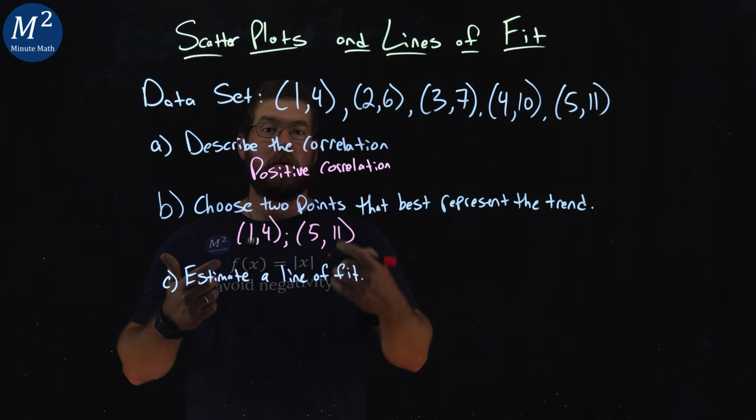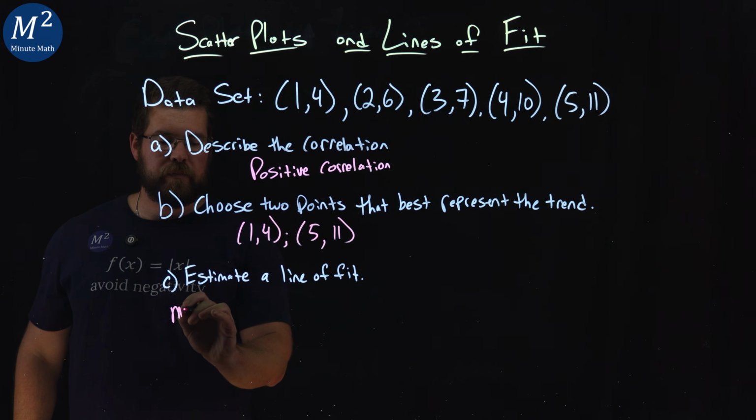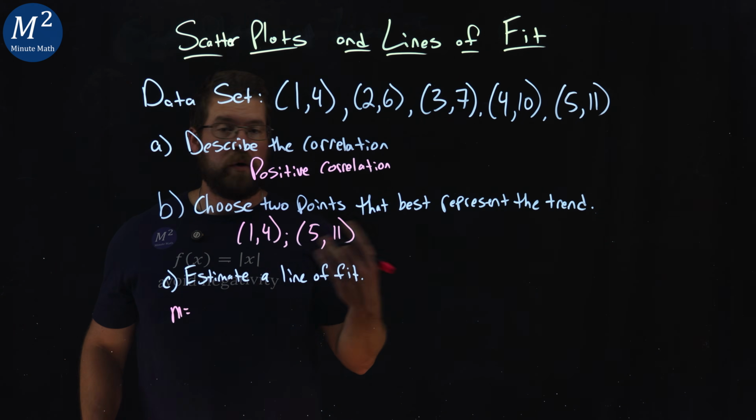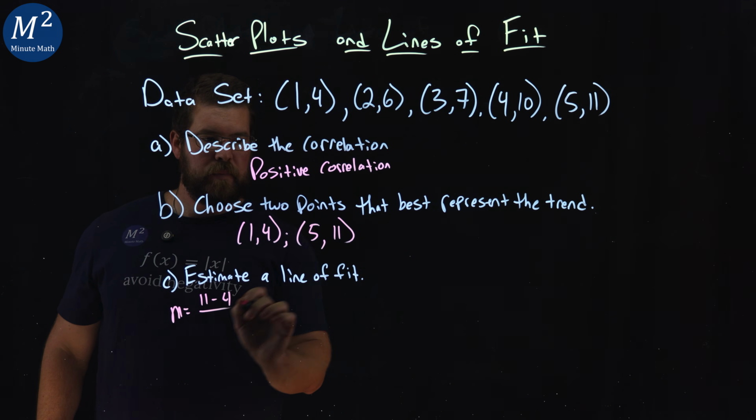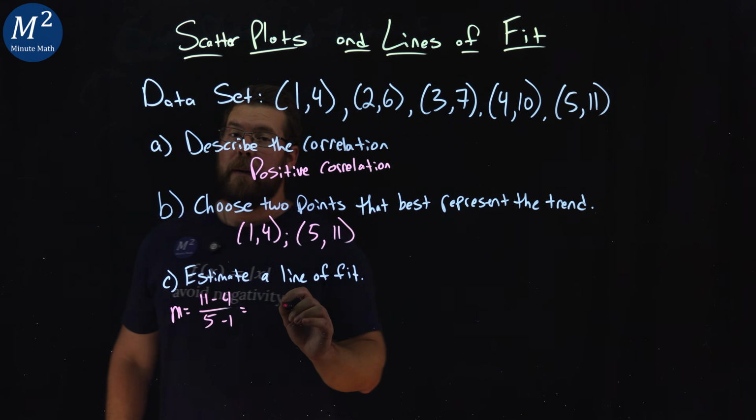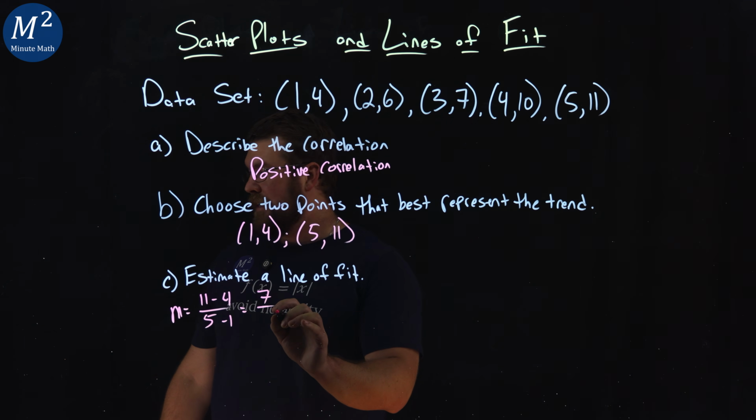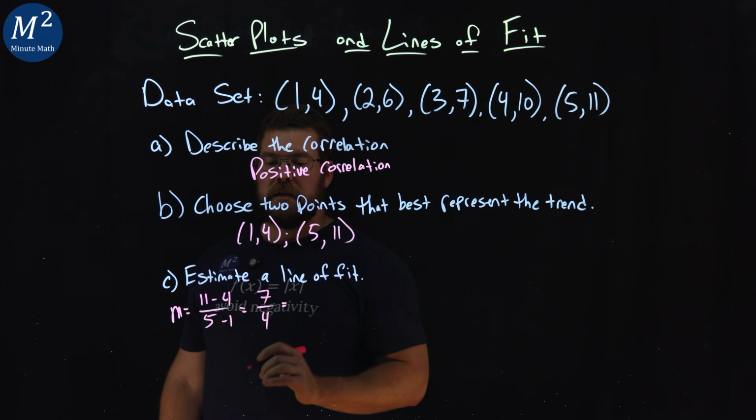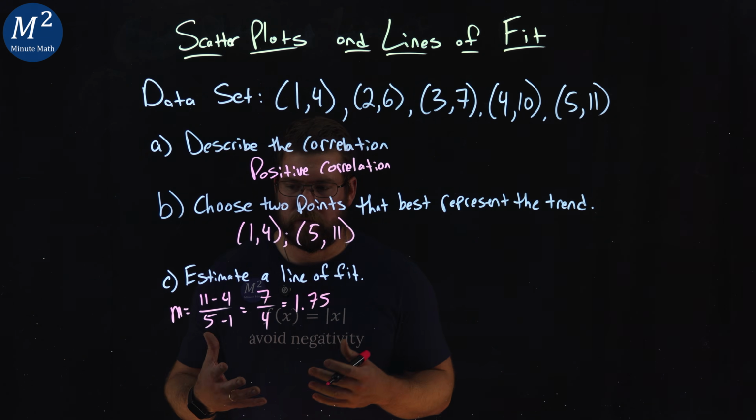All right. Now we want to estimate a line of fit. So we're going to take these 2 points and basically come up with an equation of a line. We first need to find the slope. m equals y2 minus y1 over x2 minus x1. 11 minus 4 over 5 minus 1. 11 minus 4 is going to give me a 7, and 5 minus 1 is a 4. 7 over 4 simplifies to be 1.75 as a decimal.